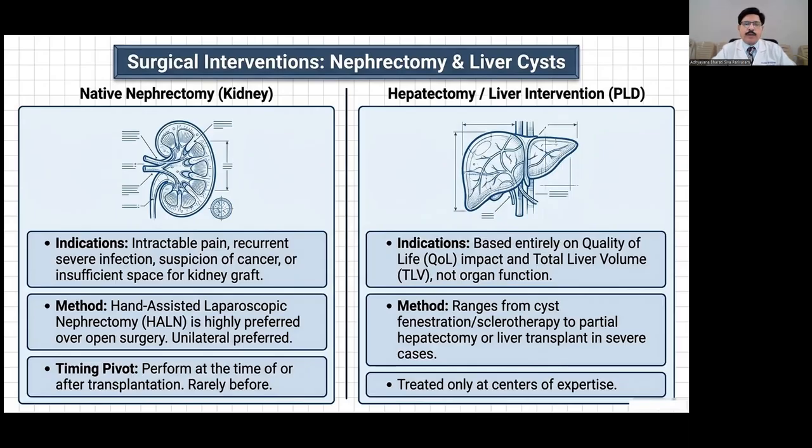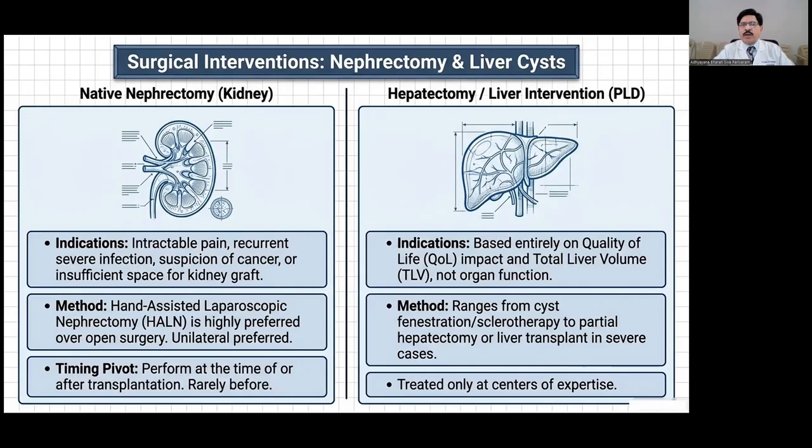Hand-assisted laparoscopic nephrectomy, it is also called HAL. Hand-assisted laparoscopic nephrectomy is highly preferred over open surgery. Unilateral is preferred. Timing is pivotal. Perform at the time of or after the transplantation and rarely before the transplant. What is this? Nephrectomy. Hepatectomy next.